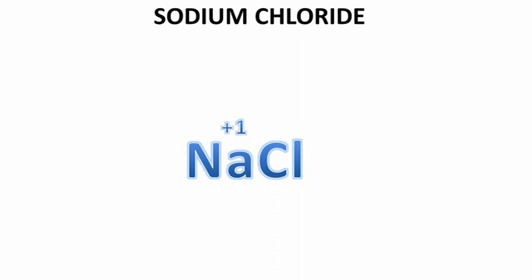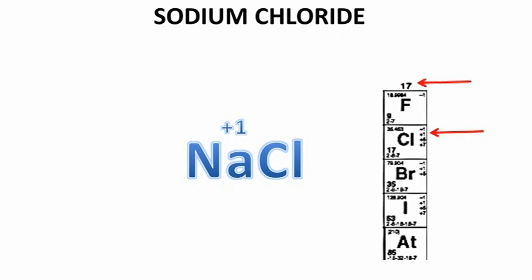So, in a compound like sodium chloride, the oxidation number for sodium, Na, which is a group 1 element, can only be +1. But chloride is a halogen from group 17. Most of these elements have multiple oxidation numbers. Here, chlorine has 4 possible oxidation states.